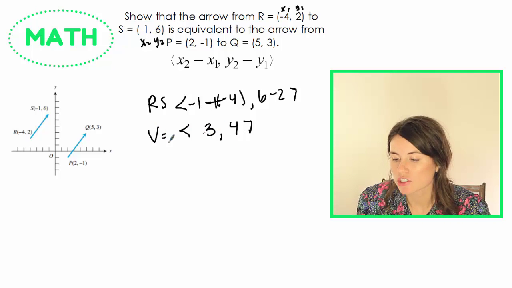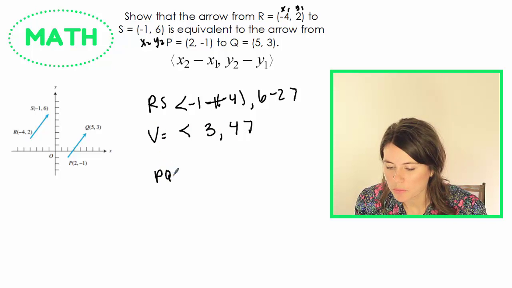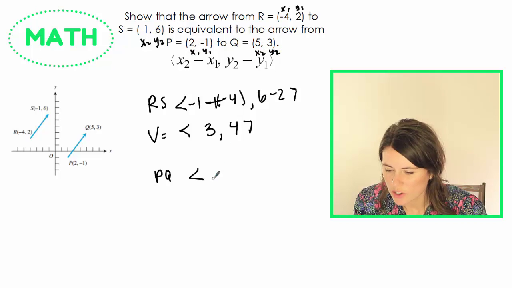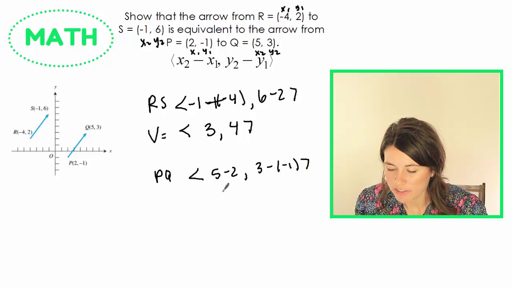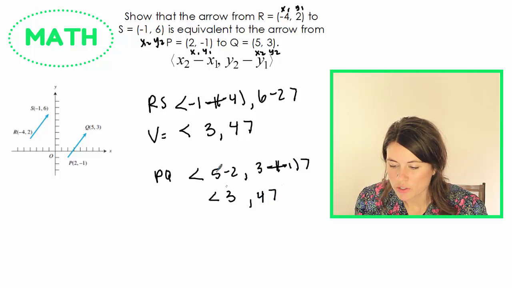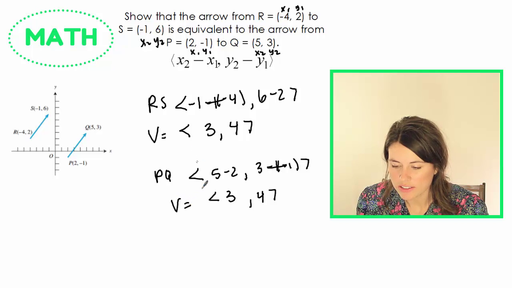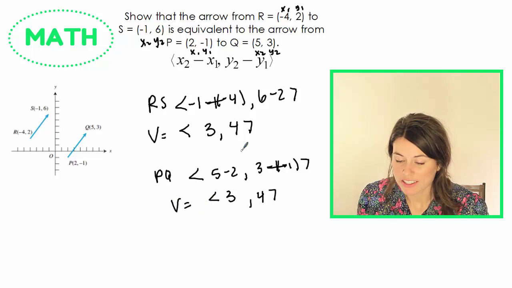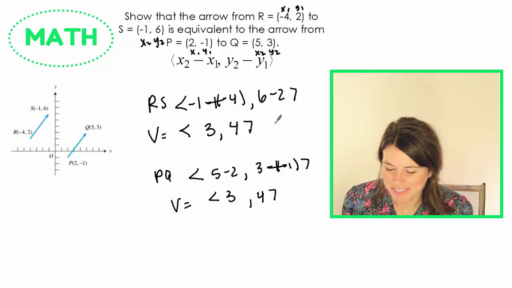So now I want to check to make sure PQ is the same. So PQ, again, my x1, y1, x2, y2. So it's going to be 5 minus 2, comma, 3 minus -1. 5 minus 2 again is 3. And then 3 minus -1, we end up adding those, which gives us 4. So we can in fact see that these vectors are the same. So that's good. We've proved that these are the same vectors, so we are done with this problem.